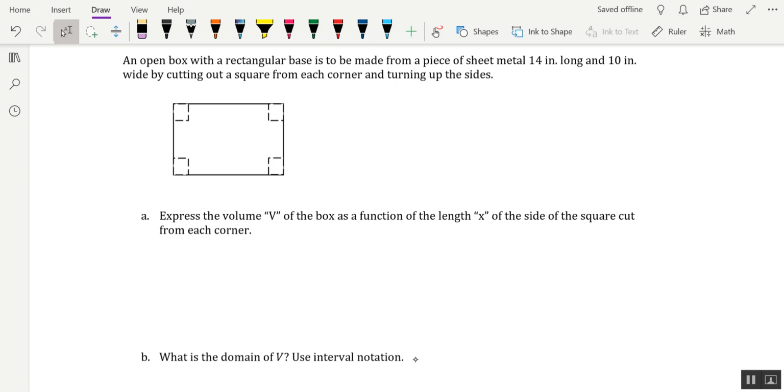So we're going to do part A in this video, and I'll have some follow-up videos for the rest of the parts. It says here, express the volume V of the box as a function of the length x of the side of the square cut from each corner.